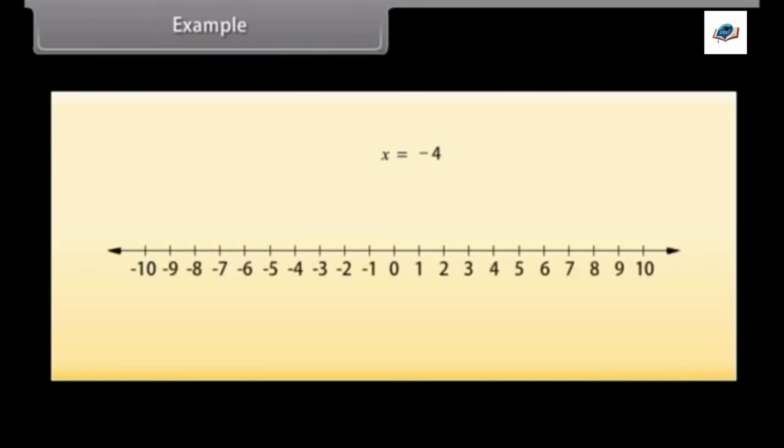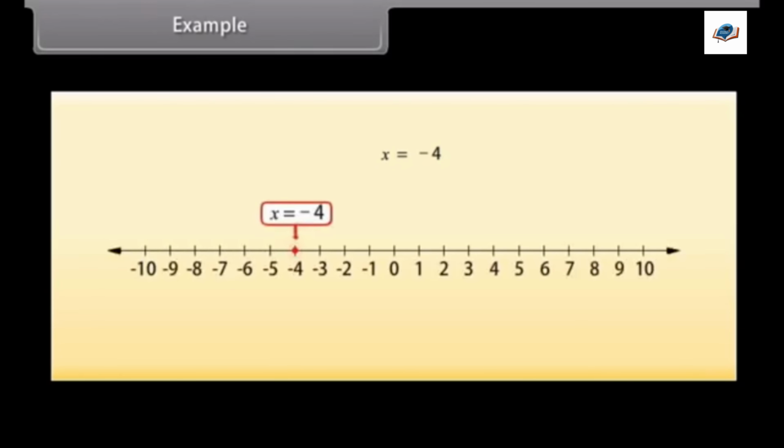Example. Let's now solve this equation and represent the solutions on the number line and on the Cartesian plane. This equation can also be written as 2x - x = -3 - 1. By solving this, we get x = -4, equation 1. Now let's see where it lies on the number line.